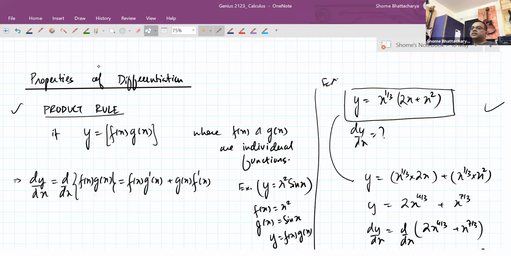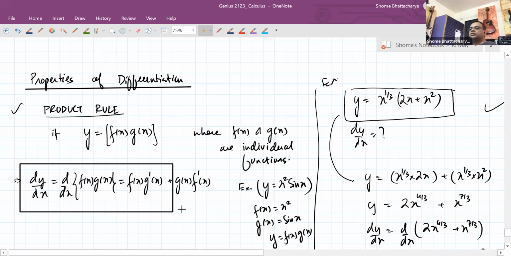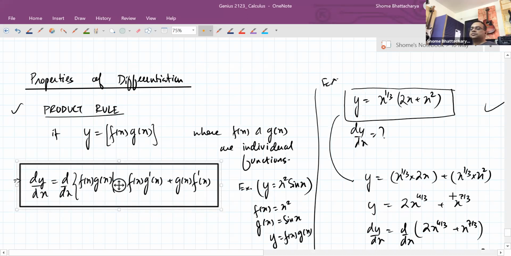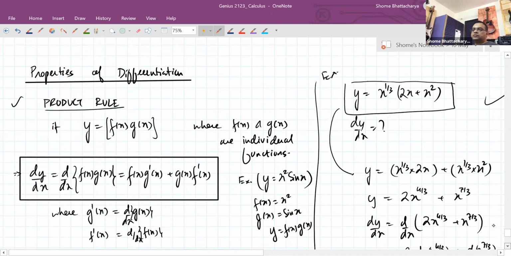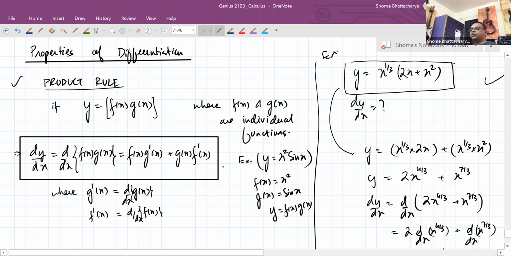So again, this is where that shorthand notation comes in useful, because otherwise writing it with dy by dx becomes more lengthy. Okay. So here we understand that g prime x is just a short form for differentiation of g(x), and f prime x is just a shorthand notation for differentiation of f(x). And it's precisely for these kinds of lengthy expressions that we use the prime notation. So this is called the product rule.